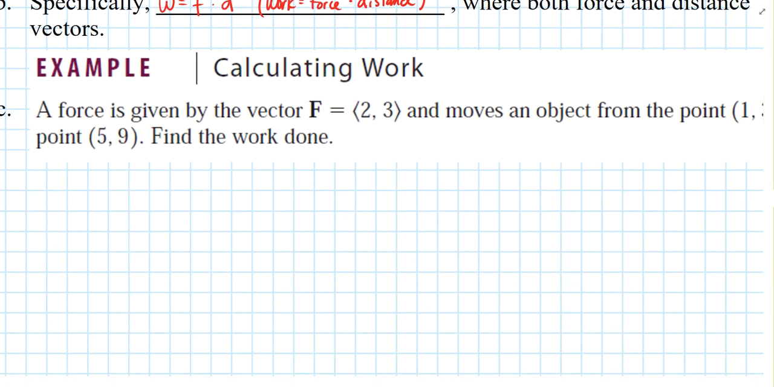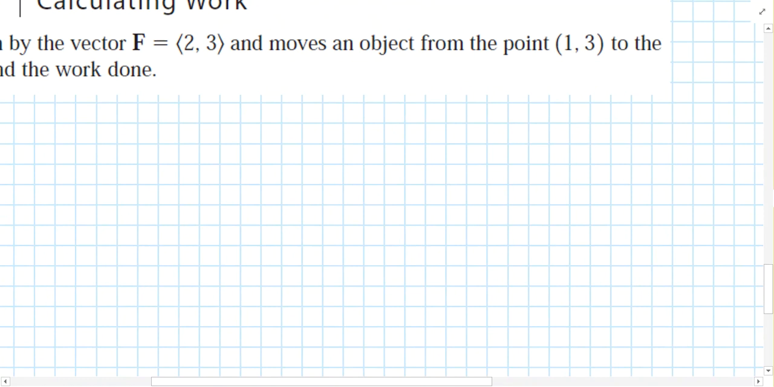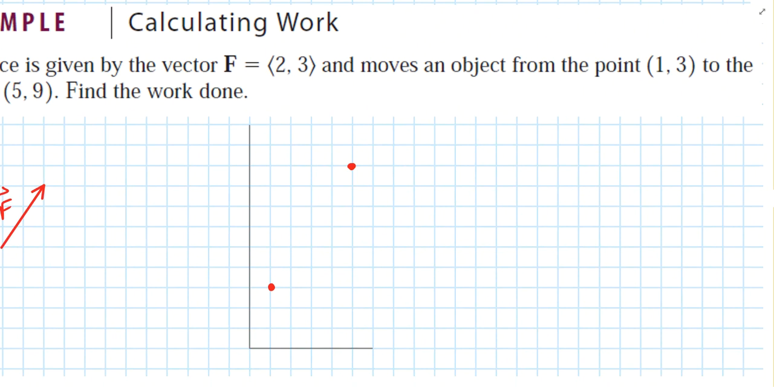A force is given by the vector 2, 3. So if I were to draw that force vector, it would look something like this. It has a rightward component of 2 and an upward component of 3. And it moves an object from the point 1, 3 to the point 5, 9. So on an xy plane, that would be from this point, 1, 3, to this point, 5, 9. And I'll draw that with a vector as well.